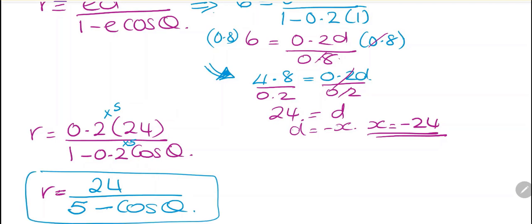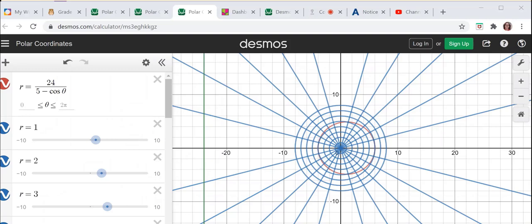We'll just check the graph. Okay, so if you put our graph into Desmos, we can see that we have an ellipse, and here is our directrix at minus 24.